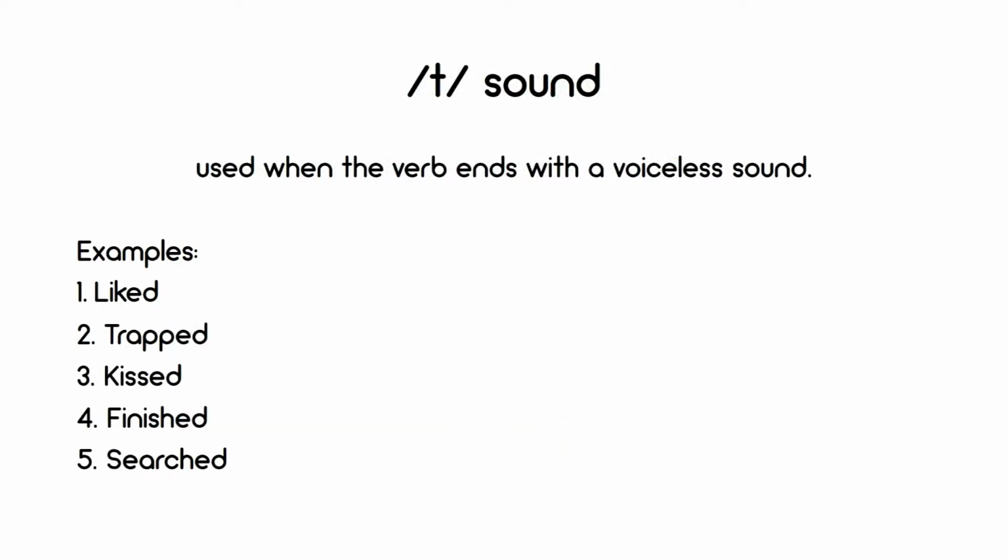The next sound is with T. This is used when the verb ends with a voiceless sound. For example, we have K, P, S, SH, CH. For example, number one, liked. It's not liked, it's going to be liked.